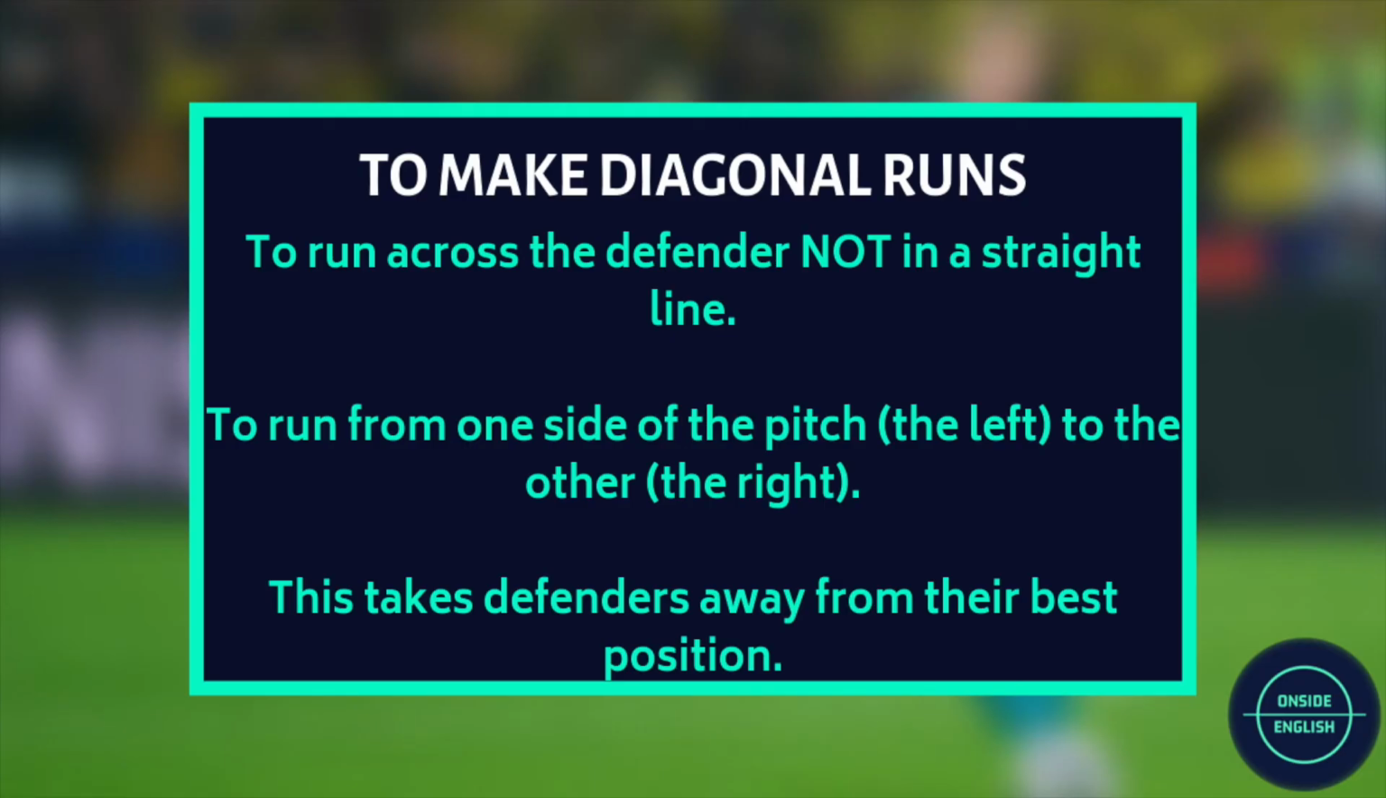And what does making diagonal runs mean? This is to run across the defender, not in a straight line. To run from one side of the pitch to the other, left to right. This takes defenders away from their best position and creates space.